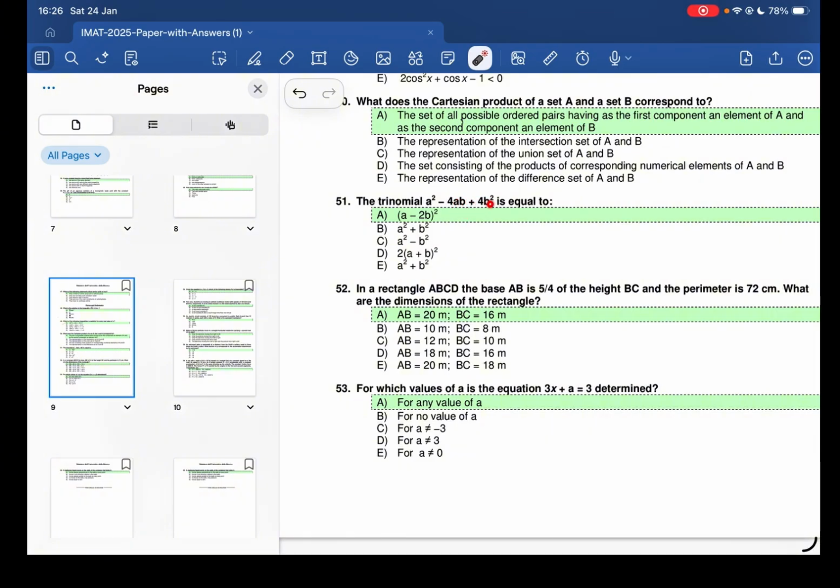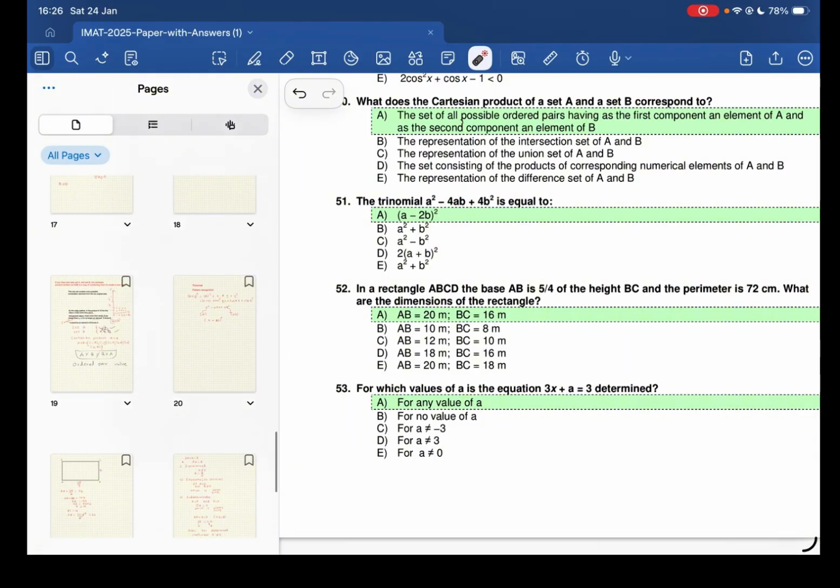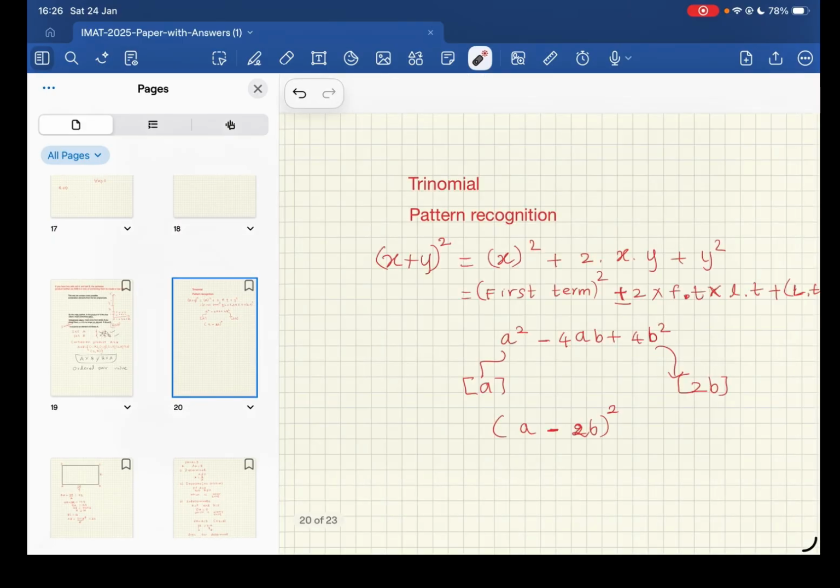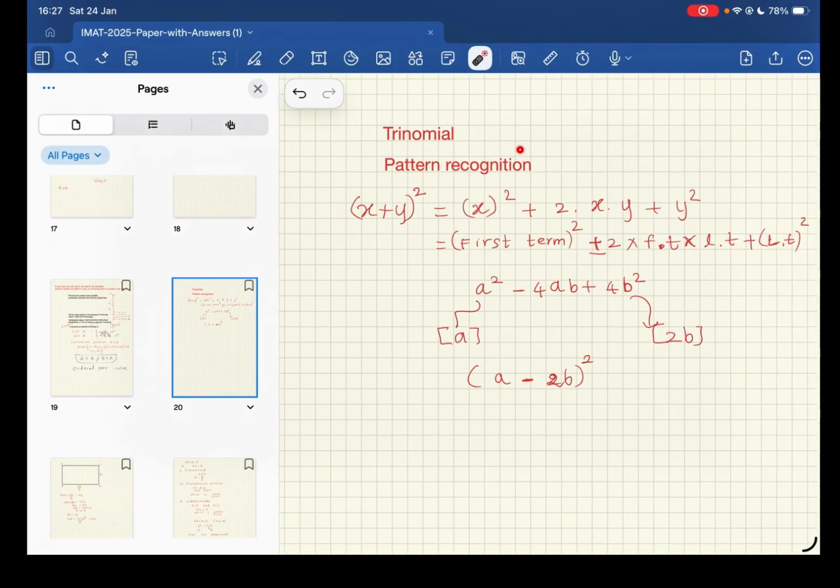So the trinomial a squared minus 4ab plus 4b squared is equal to. That's the question. It's a very simple question. But again, it is a pattern recognition problem, I would say. Here, the goal is not to solve it from scratch, but to recognize the fundamental algebraic identity immediately. So let's see how to solve that. This is a trinomial, and it is pattern recognition.